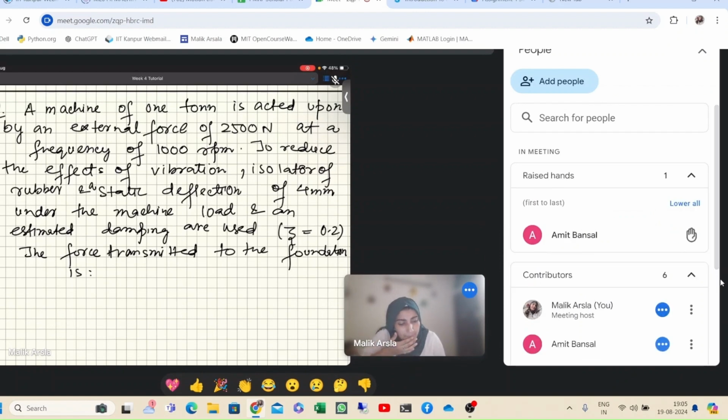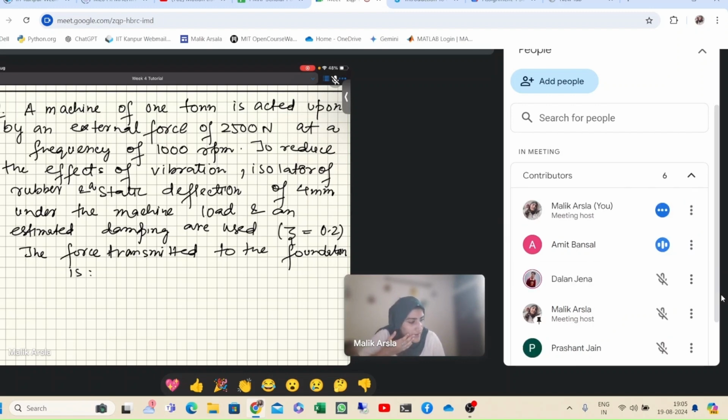Yeah, Amit, ask. Ma'am, I got confused in this question. Ma'am, this 4 mm is the static deflection of the rubber itself. Yes, so this static deflection has been given so that you can find the stiffness of the rubber. Obviously, that's why we are using it, because whenever we make vibration isolators, we use the property of stiffness only. Either we use springs or rubbers or any other pads. So basically, they are for stiffness purpose only.